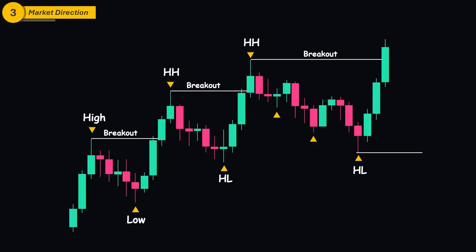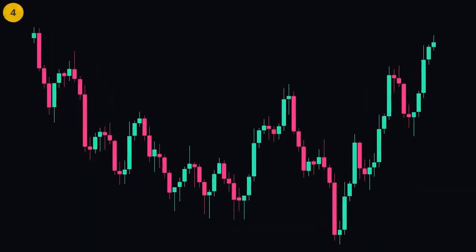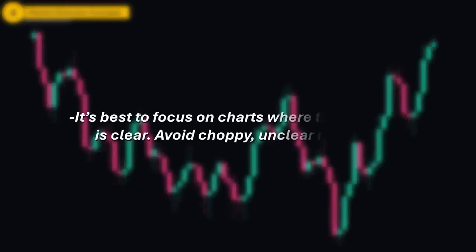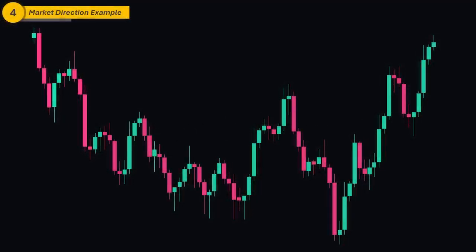Let's look at a bearish price action example to apply this method and clear up any doubts. So here we have a bearish market structure. At first look, it might seem choppy with no clear direction, but we're going to apply our method and find out what the market is really doing as price action forms. Also, keep this in mind. If you're trading a trend continuation setup, it's best to focus on charts where the direction is clear. Avoid choppy, unclear markets. Now let's start from the beginning.